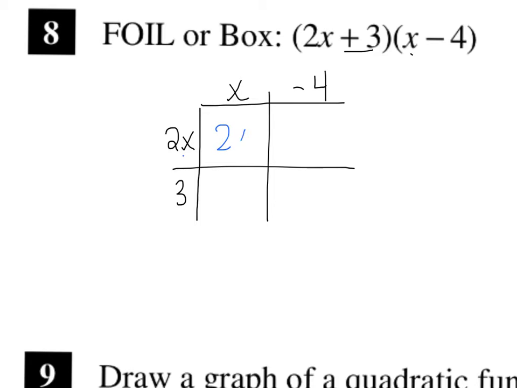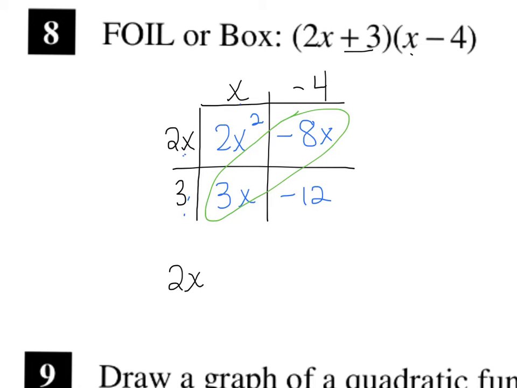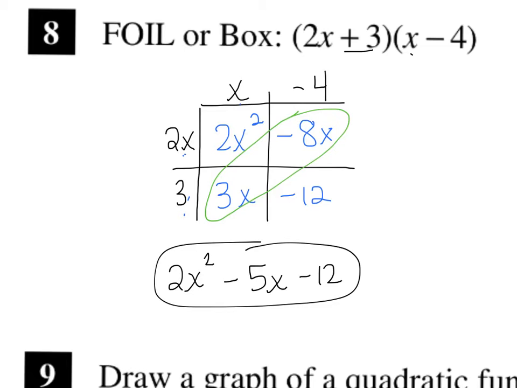2x times x is 2x squared. 3 times x is 3x. 2x times negative 4 is negative 8x, and 3 times negative 4 is negative 12. So then we combine our like terms and write the final answer. 2x squared, 3 minus 8 is negative 5x, and then the minus 12.